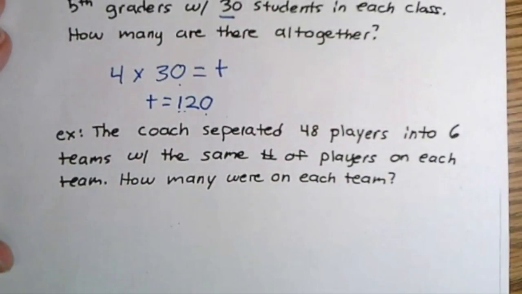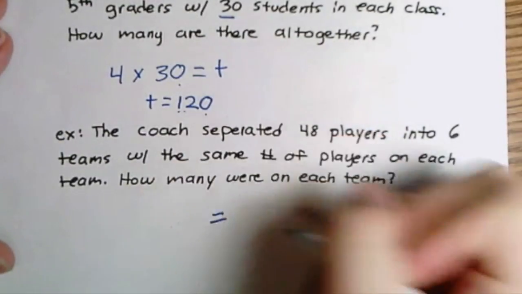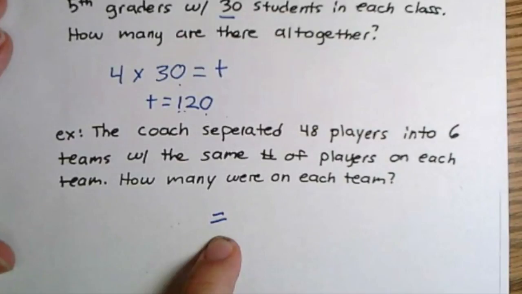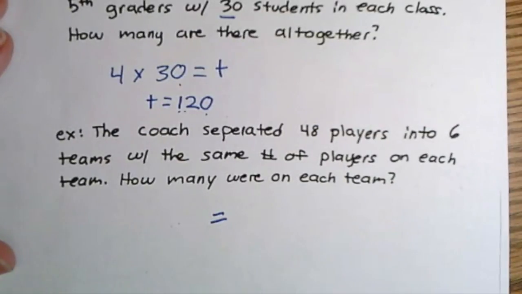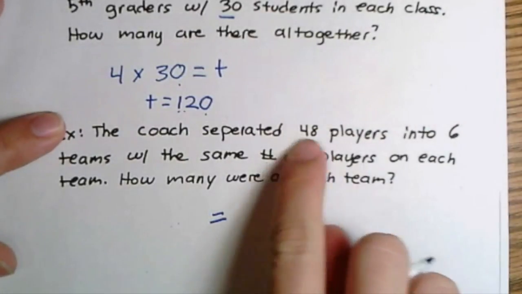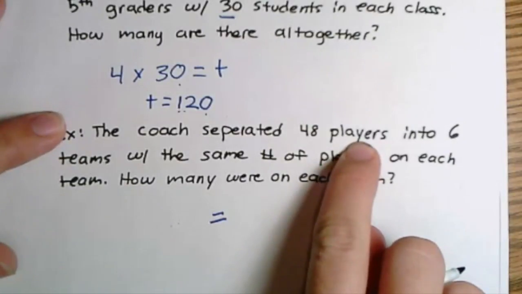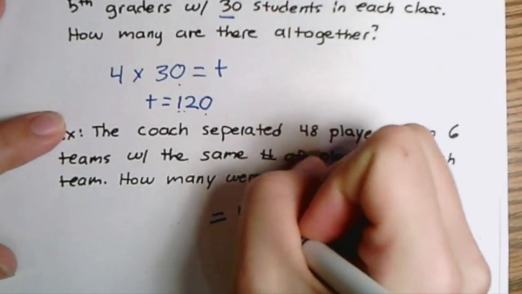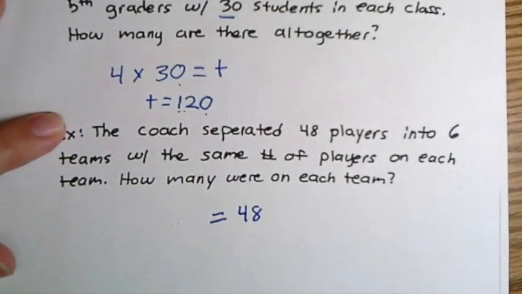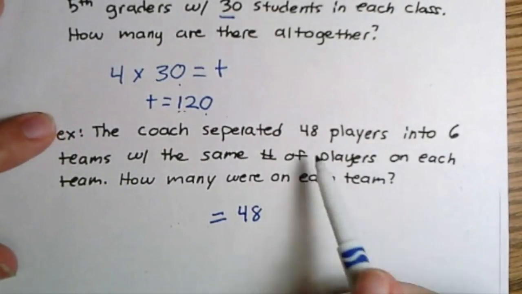Here's another example. The coach separated 48 players into 6 teams with the same number of players on each team. How many were on each team? So what information do we already know? I know that an equation will always have an equal sign. So if I'm writing an equation, I can start with that. The total is 48 players, so that's going to go at the end. That's our total.